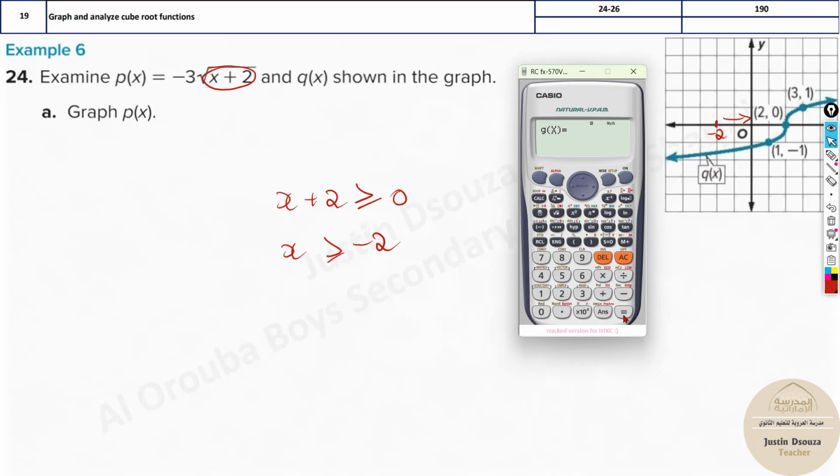And g of x is not this, so ignore that. And starting where? It should start at minus 2. This is very important. That's the reason why we are doing this. Okay, starts at minus 2. Let's take a value, say 5. Okay, it's fine. Let's take one step.